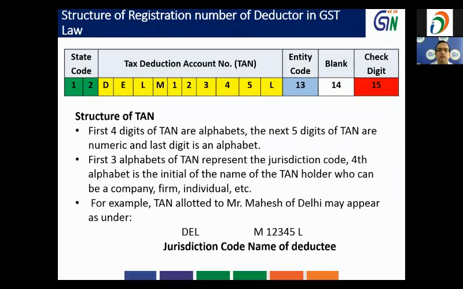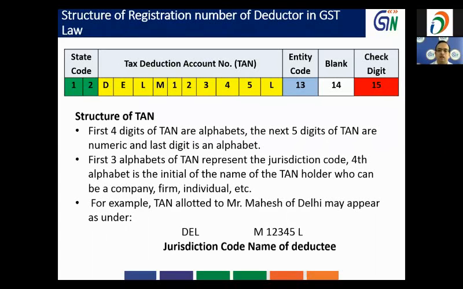The first 2 digits of the GSTIN number, which will be given to the tax authorities, are the state code. Whatever is the name of the state, that should be the first 2 digits, followed by the 10-digit tax deduction account number. The 13th is an entity code, the 14th is a blank digit, and the 15th is a checksum digit. If you see the structure of the TAN, the first 4 digits of the TAN are alphabets, the next 5 digits are numeric, and the last digit is an alphabet again. The first 3 digits represent the jurisdiction code.